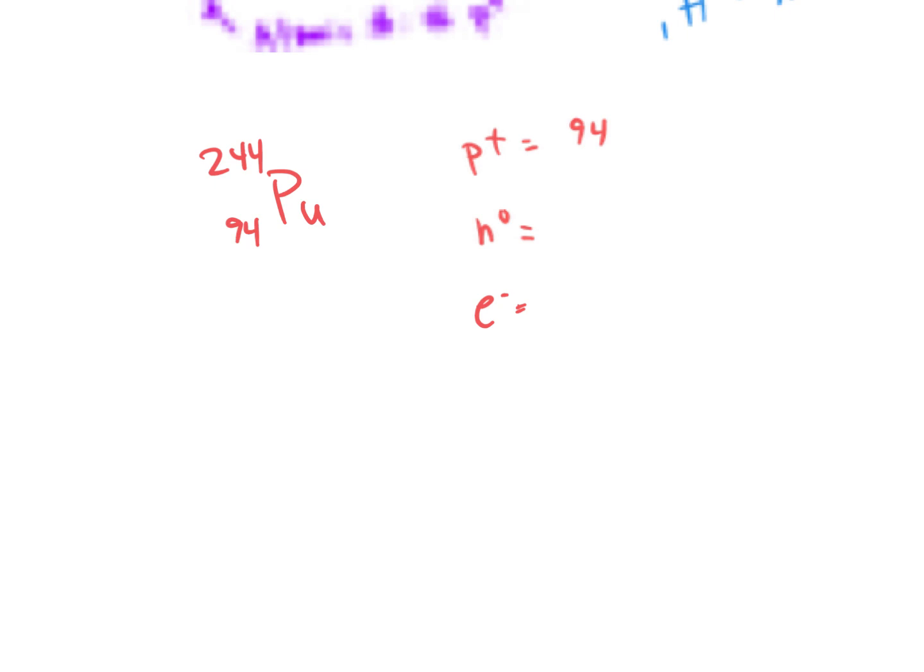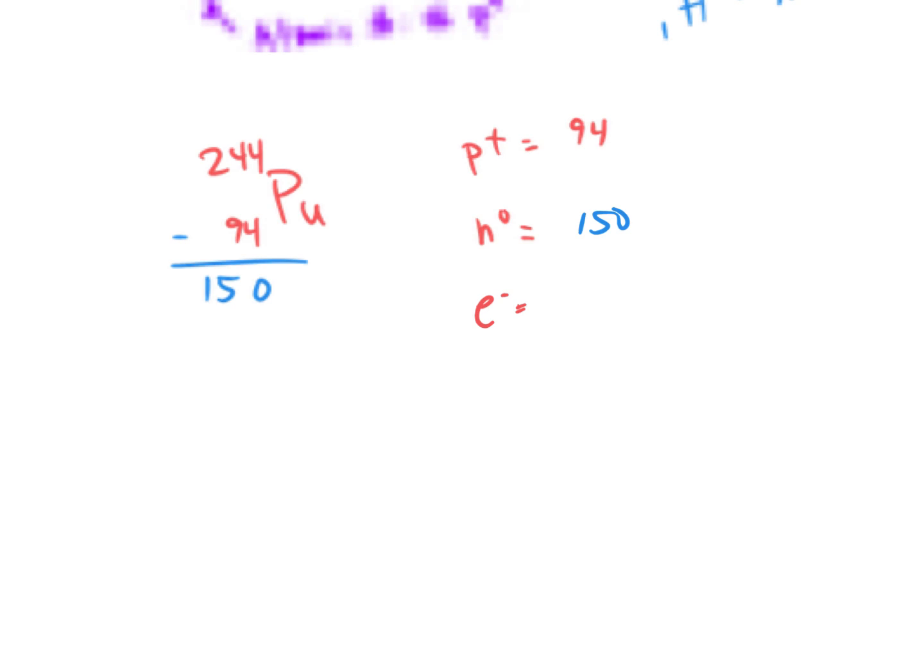How many neutrons do we have? Tell me how to do it. Subtract 94 from 244? That's it. And we get something. 150? Okay, how many electrons do we have? What is the charge of this isotope? Any guesses? It's 0. It doesn't have a plus. It doesn't have a minus. That means it's neutral. Most atoms we talk about are neutral. But if there's no charge, it's neutral.